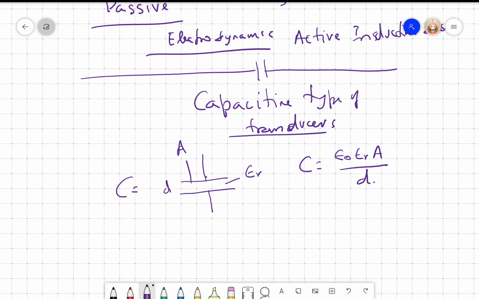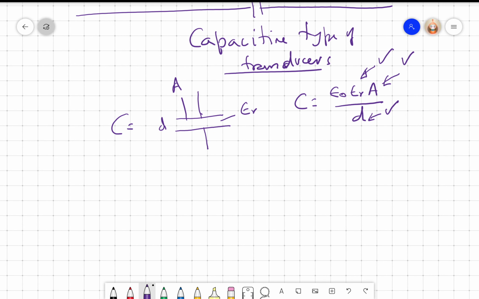So epsilon naught is a constant. We can use a capacitive sensor by changing epsilon r, which is done, by changing A, which is also used, and changing D, which is also done. If you have looked at the inductive, we did not touch A, even though mu r is still used. It's not a big application, but we never touch the area A. But in capacitive type of transducers, sensors, we do use the area A.